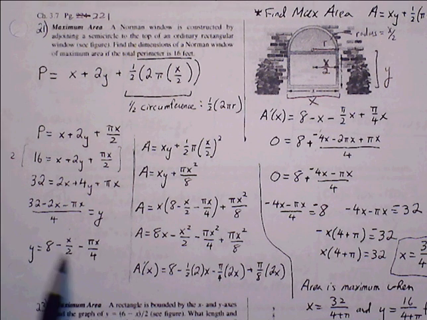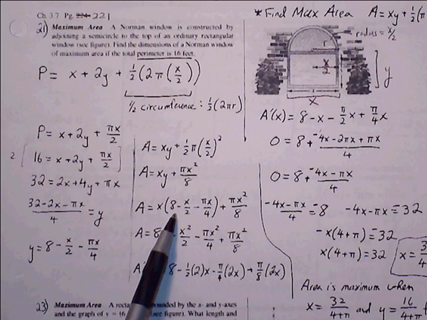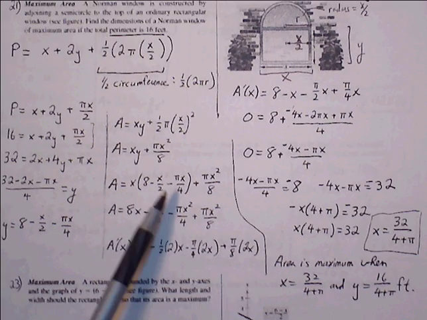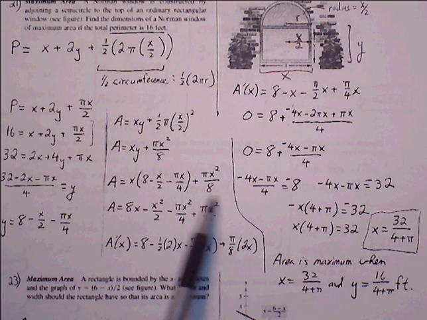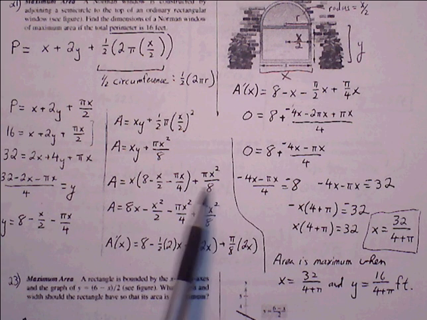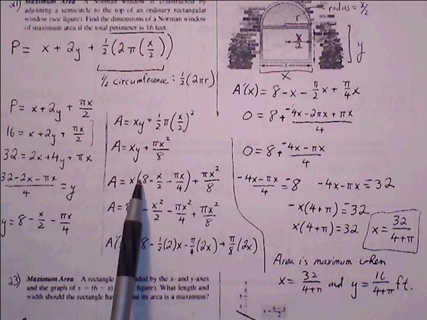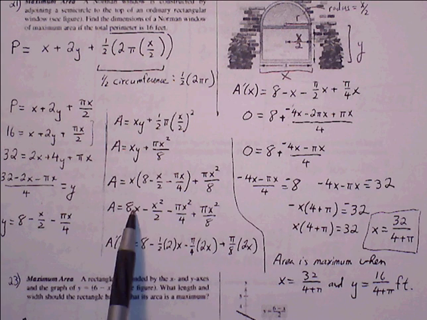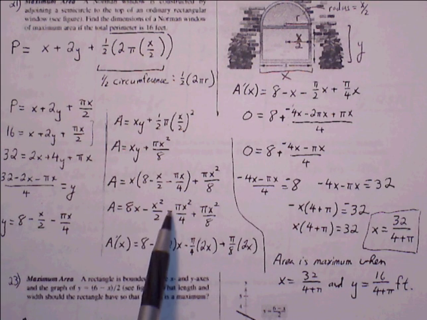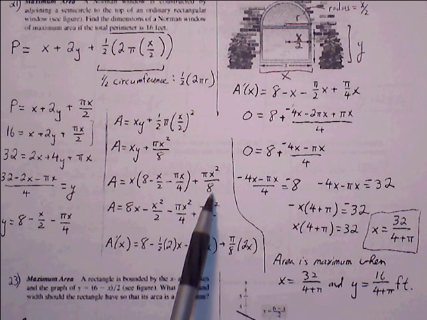Now I have an expression for y. Replace this into the area equation. Once I have this in the area equation, I can try and clean this up, and then eventually hopefully use the power rule to find the derivative, set the derivative equal to 0, and then find a critical point. So distribute the x through. We get 8x minus x squared over 2 minus pi x squared over 4 plus pi x squared over 8.